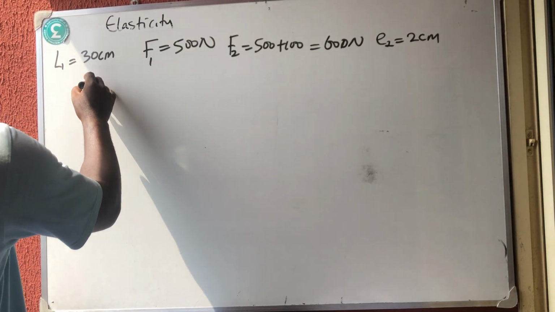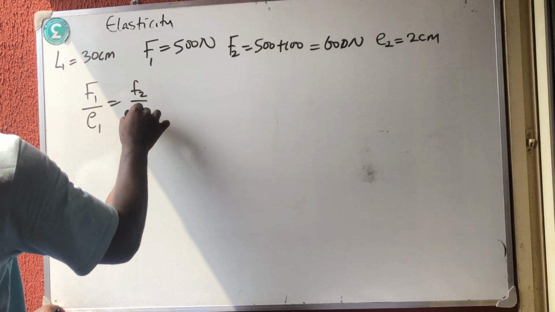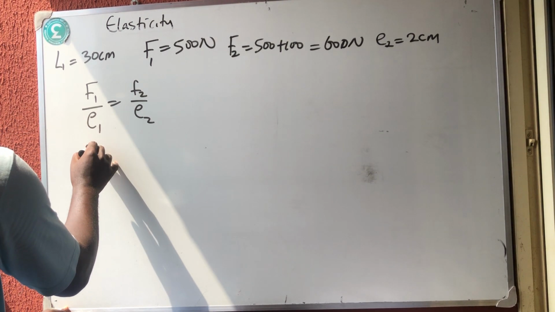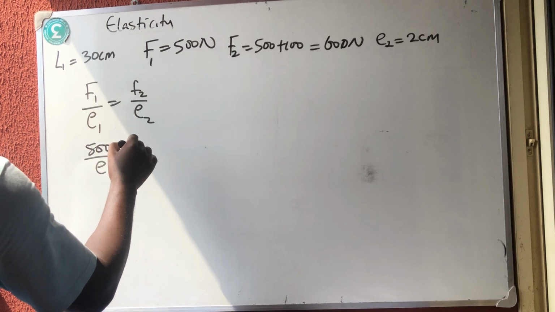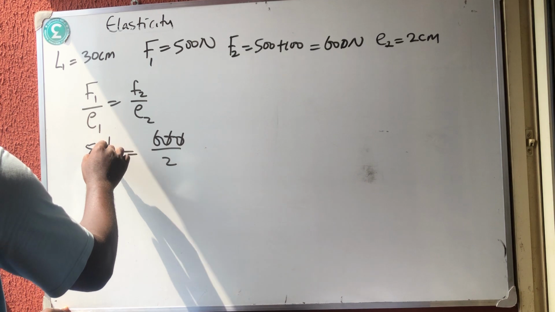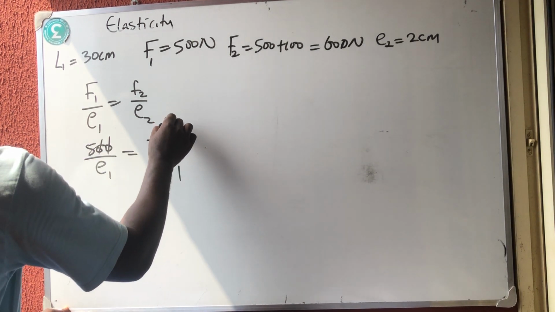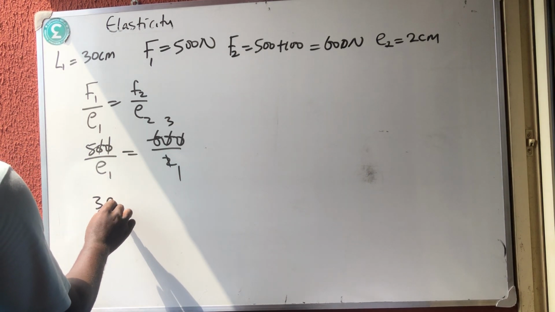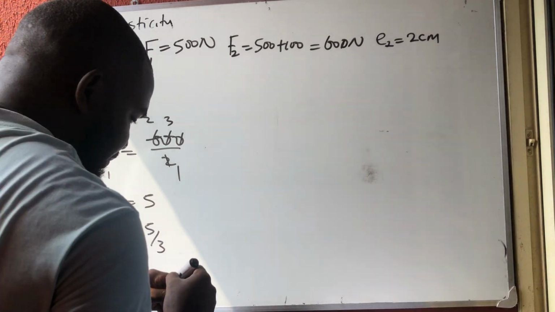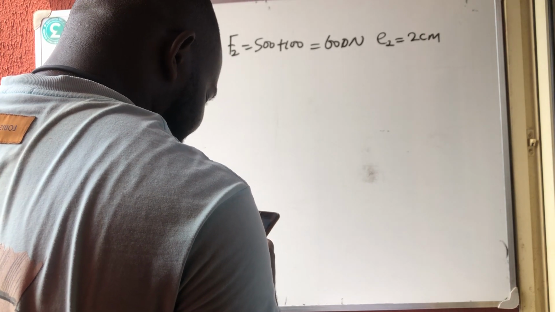Okay, I can use my formula that said F1 over E1 is equal to F2 over E2. Let me get my E1 first. If I substitute, I'm going to have 500 over E1 is equal to 600 over 2. Okay, 0 can cancel 0, 0 can cancel 0, or you do cross multiply if you don't understand this pattern. 2 here 1, 2 here 3. So I'm having that 3E1 is equal to 5. So my E1 is equal to 5 over 3.